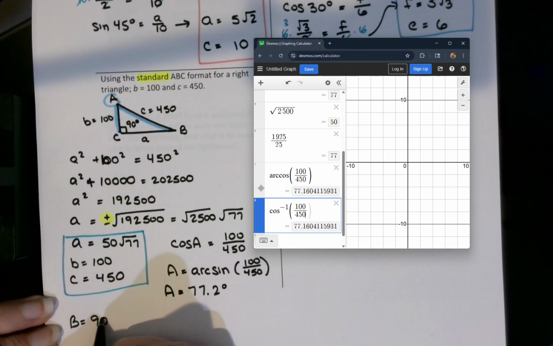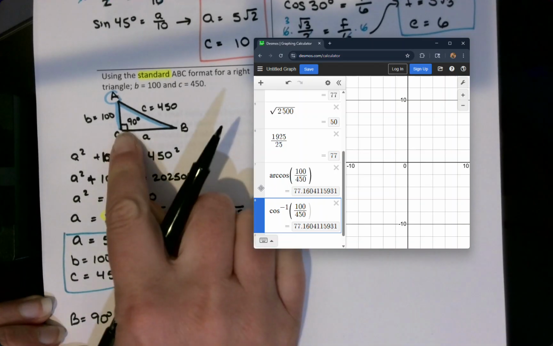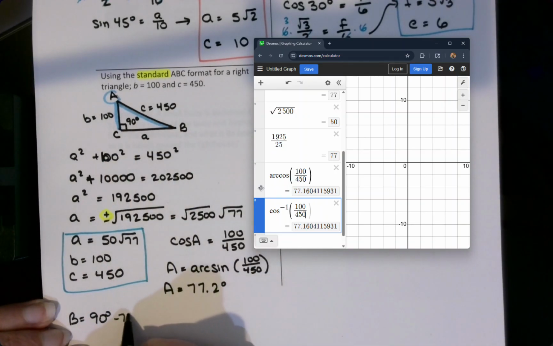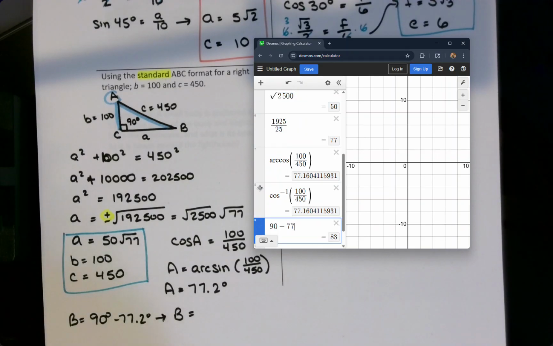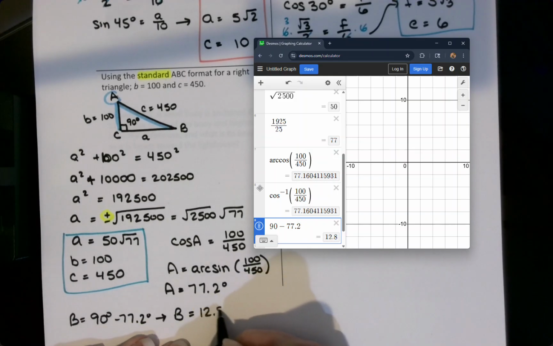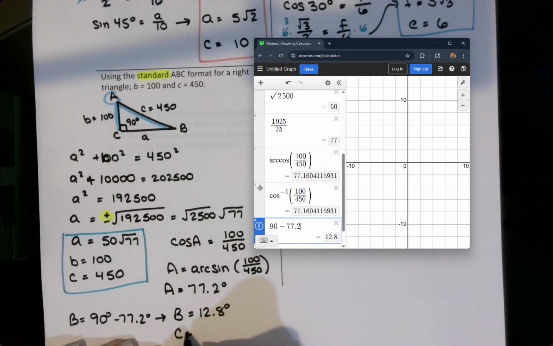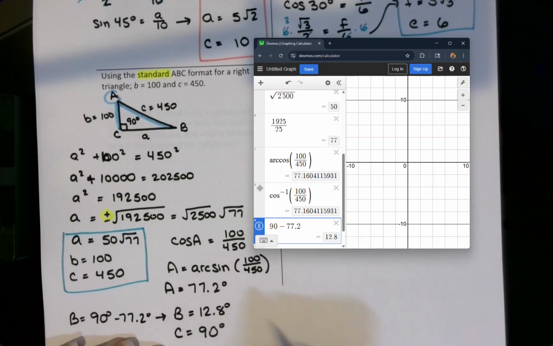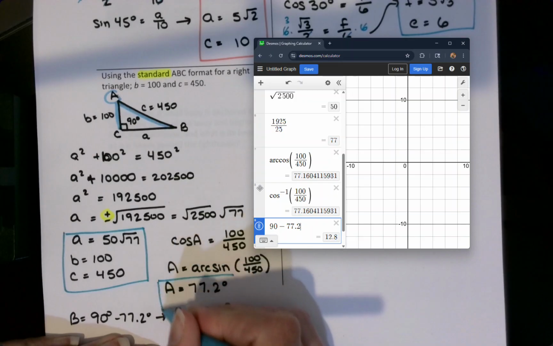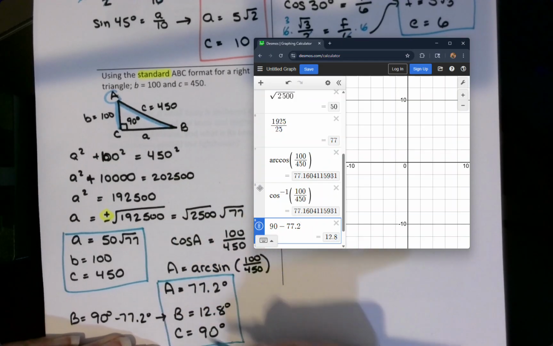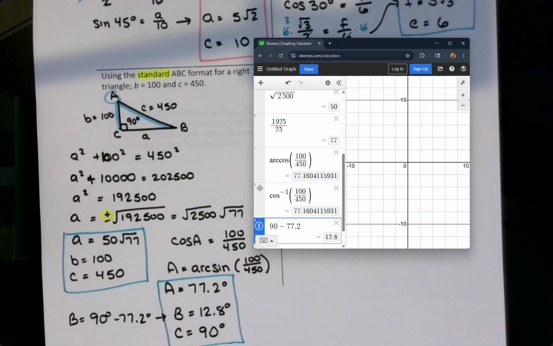I know that there's 90 degrees left over after you take the right angle out. So 90 minus 77.2 degrees gives us an angle B of approximately 12.8 degrees. And then, of course, the angle C, our last angle, we knew was going to be 90 degrees. And so we know all three of our angles here, angle A, B, C, and we know all three sides, so we've got our triangle solved.